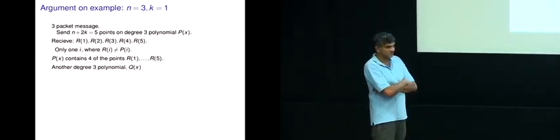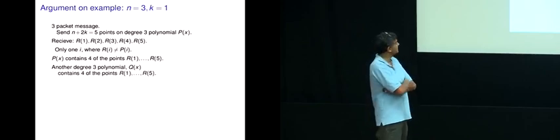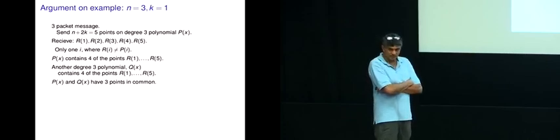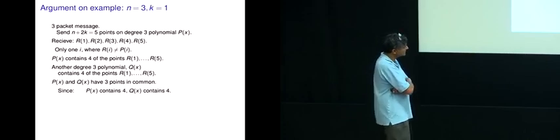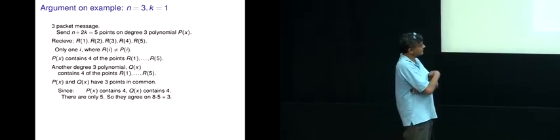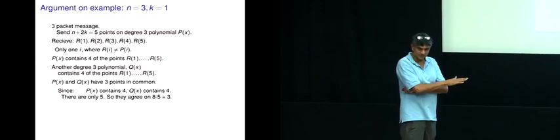Now let's assume there's another degree 3 polynomial that contains 4 of these points. Then they must have 3 common points. Since P of x contains 4, Q of x contains 4, and there are only 5, they agree on 8 minus 5, which is 3.